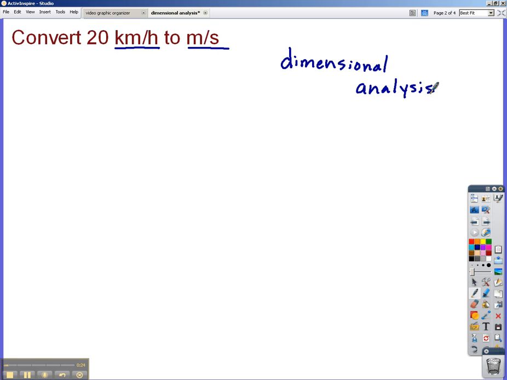So here's what you do. Take what you're given, in this case 20 kilometers per hour, and write it like this. There's nothing magical about writing like this, but I just like the visual of this. I think you'll see why here in a minute.